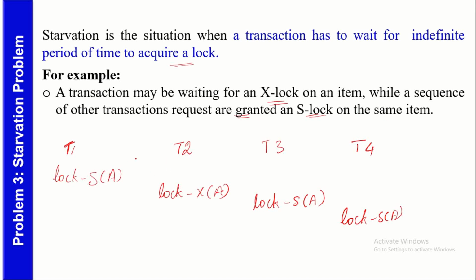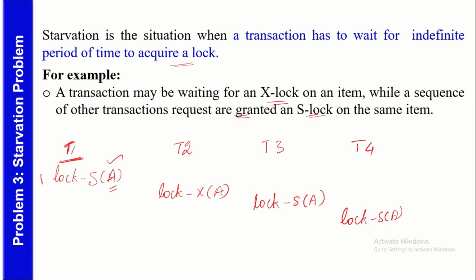Students, for example, you assume that a transaction T1 has made a lock request in shared mode on A. So when it made the request, it will be immediately granted because no other transaction is currently holding any lock on the data item A.